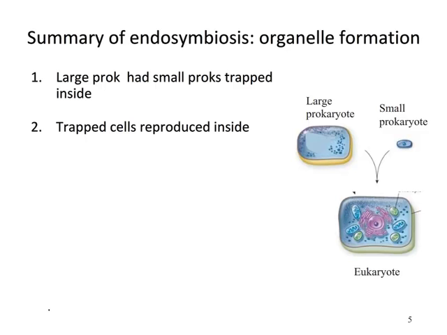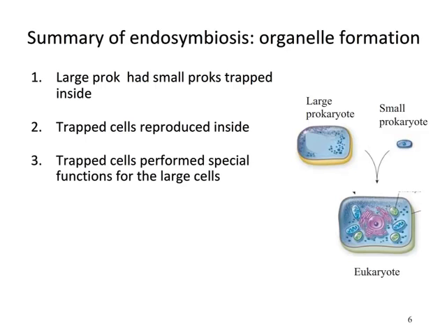So in the first slide you saw a large prokaryotic cell getting a small one trapped inside. In this step, those small trapped cells began to reproduce inside the larger cells. Next, the trapped cells began to perform special functions, and the larger cell that had the small cells trapped inside was able to benefit from those functions.